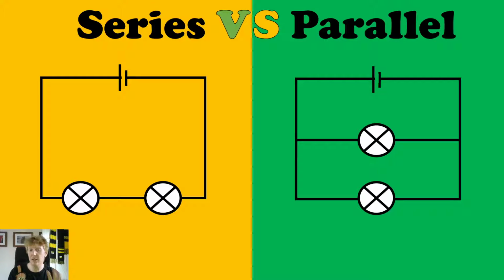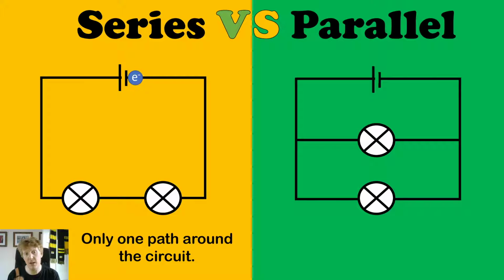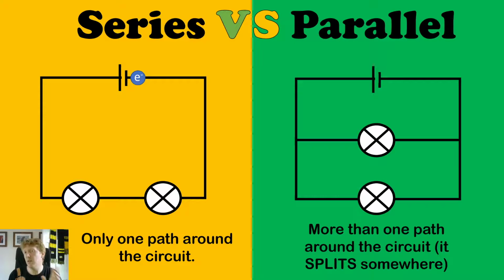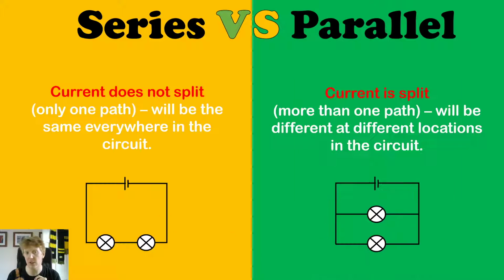Just to refresh you here, in a series circuit, there is only one path around the circuit. As you can see from this electron, it can only flow down one path, whereas in a parallel circuit there is more than one path around the circuit, i.e. the circuit splits somewhere. And you could see this electron could go around path A like it just did, or it could go down path B like you see just there. Okay, there is more than one path the electron could take through the circuit.